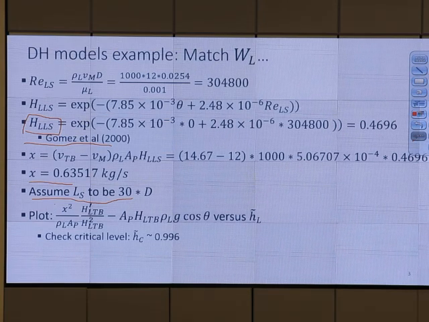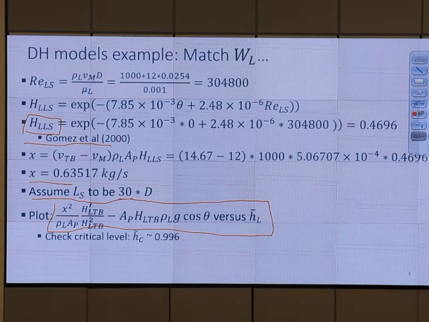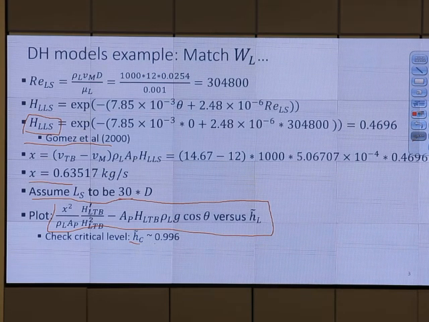So I plot this one, which is the what? Denominator. Okay. Denominator with various h, and I found that critical height is 0.996.